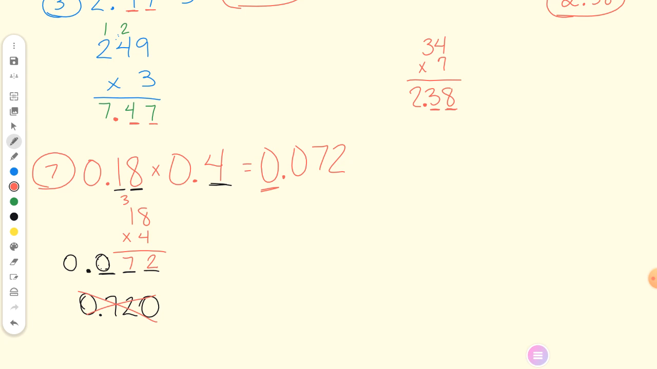No. Okay, again, if you're off, the errors you're going to make: 1, you're going to multiply wrong, or you're going to put the decimal point in the wrong spot. So there are a couple places you can mess up.